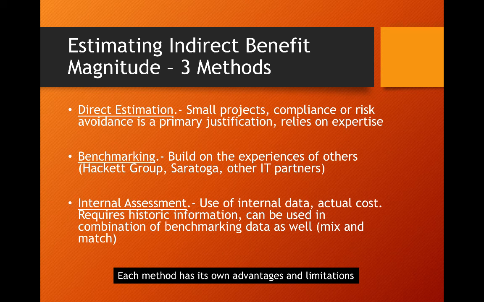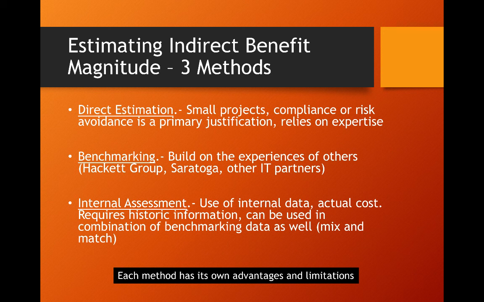So there is also an area in the book where you're going to find three different methods to estimate indirect benefits: direct estimation, benchmarking, and internal assessment. Each method has its own advantages and limitations. You can read some of the aspects of each one of them. The key difference is that direct estimation is data that you have in your organization.